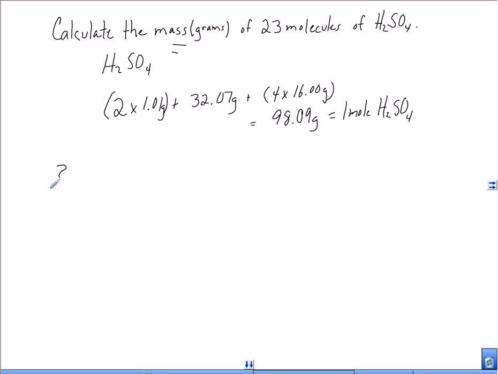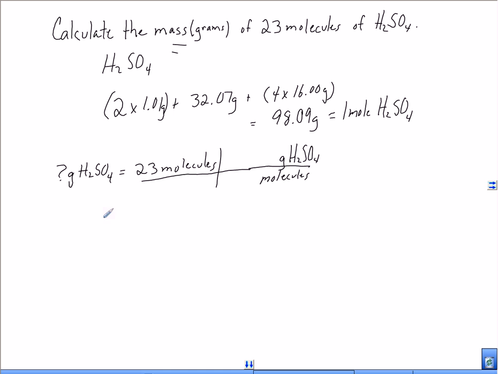So if we set up our bracket system, we're going to say, okay, I'm trying to find grams of H2SO4, and I'm asked to find the grams of what? Well, it says in the problem, 23 molecules. So let's set up our lines here. Molecules is what I want to cancel out, so I know molecules is going to go on the bottom. And I'm trying to find grams, so I know grams is going to go on the top of H2SO4. And now I need a conversion factor here.